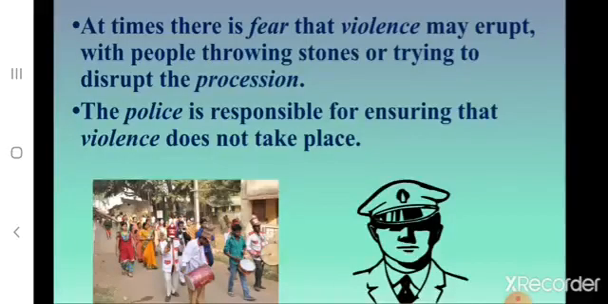And at times there is fear that violence may erupt, with people throwing stones or trying to disrupt the procession. So the police is responsible for ensuring that violence does not take place. So who is responsible for ensuring that violence does not take place? The police is responsible for ensuring that violence does not take place.